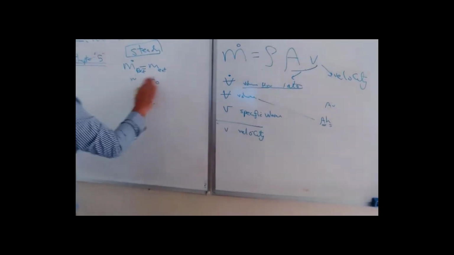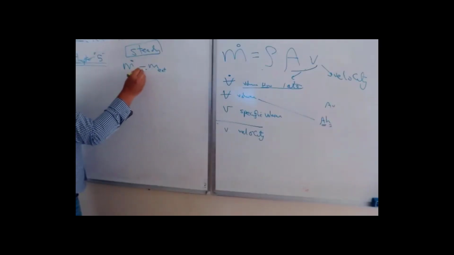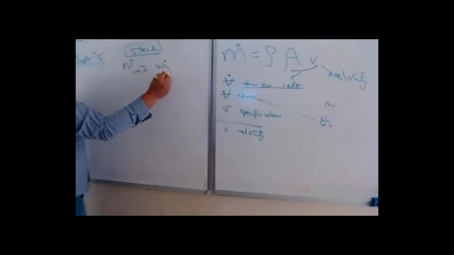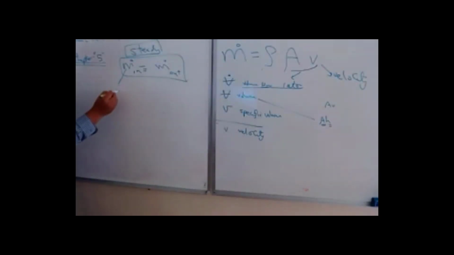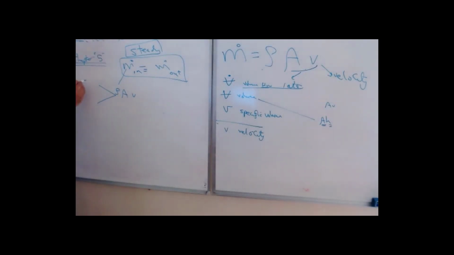So m dot in equal m dot out. We call it steady. M dot is rho A V. Rho can be either from steam tables or, for example, P over RT. P equal rho RT, so P over RT, yes. This rho is 1 over the specific volume.